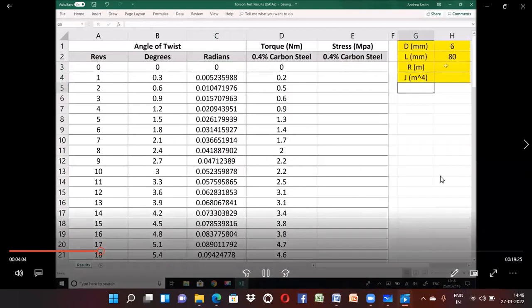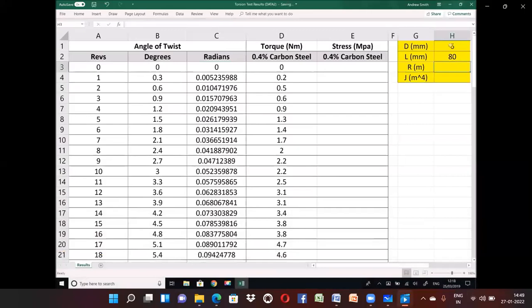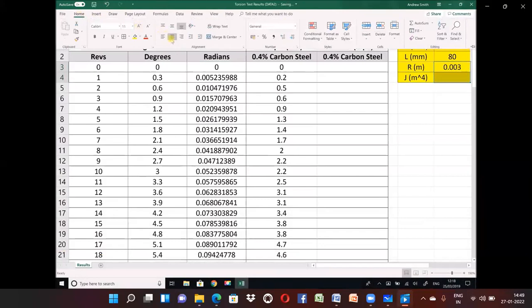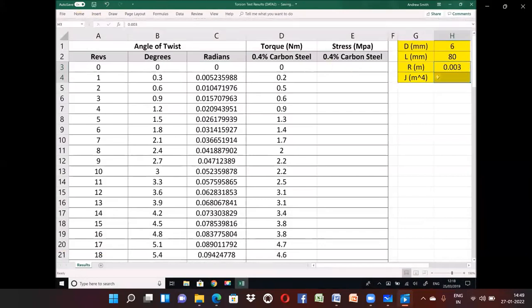So in order to determine our radius in meters, we need to halve the diameter, giving us 3 mm, and then divide by 1,000, giving us 0.003 meters. And for our J value, we're going to use a formula. The formula for the J value for a solid shaft is pi d to the fourth over 32. Again, we saw that in the earlier video on applying the general torsion equation.